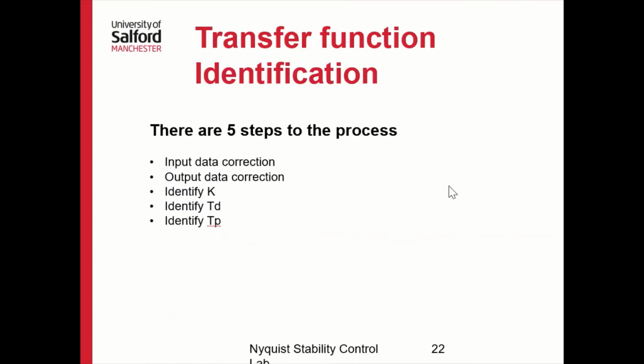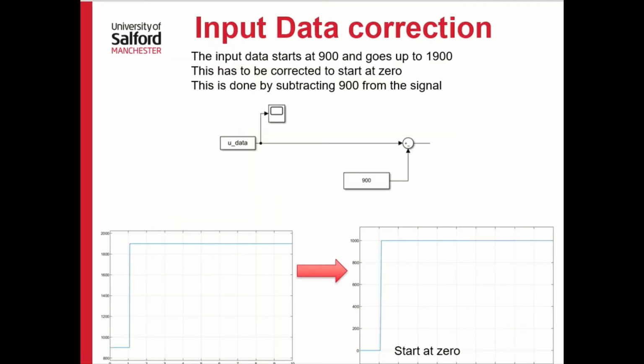So how do you do it? Well, it's a five-step process. First of all, correct the input data offset, then the output data offset, then identify the steady state gain, then identify the time delay, and finally identify the time constant. If you do them in this order, it's quite easy. If you do them in any other order, it's quite hard. So let's have a look what we do first of all.